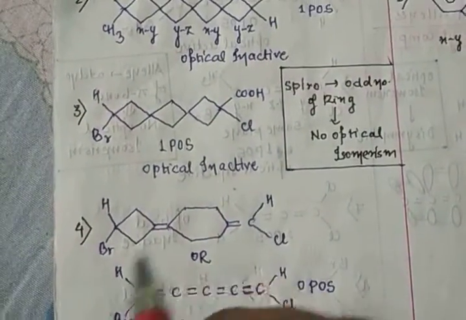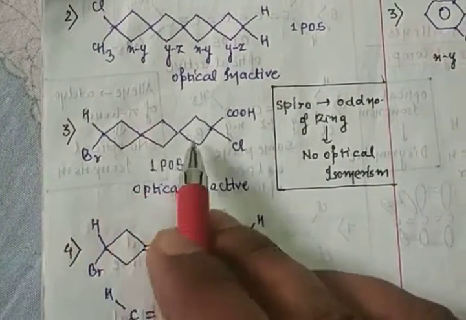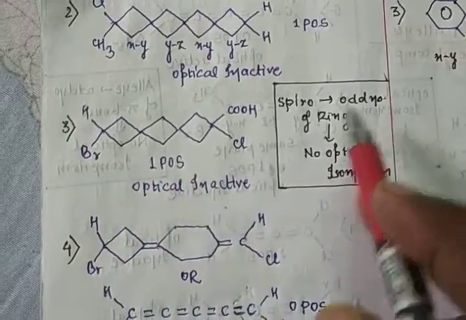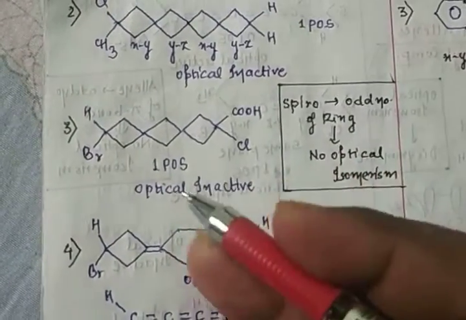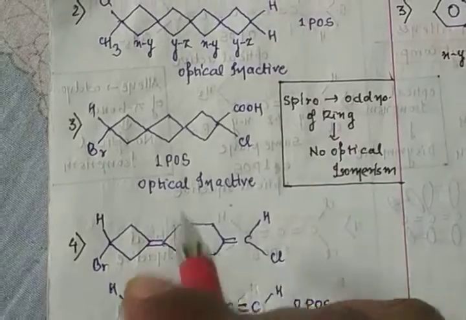Clear? Okay. Now again there are 3 cyclic structures. So you know an odd number of rings, if odd number, same as allene. If an odd number of rings, there is no optical isomerism.